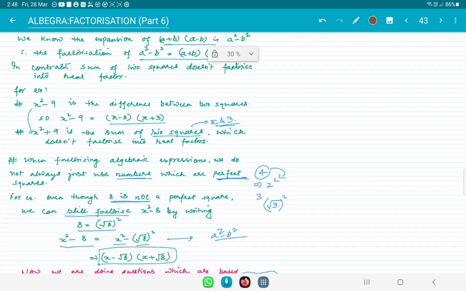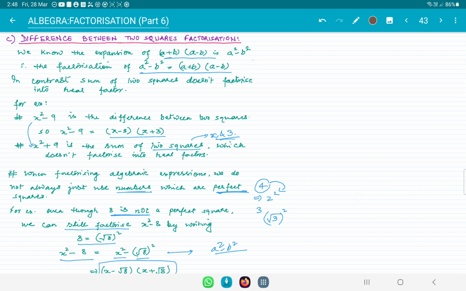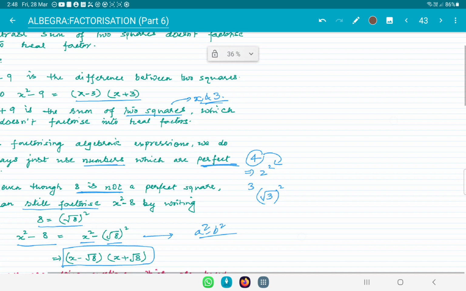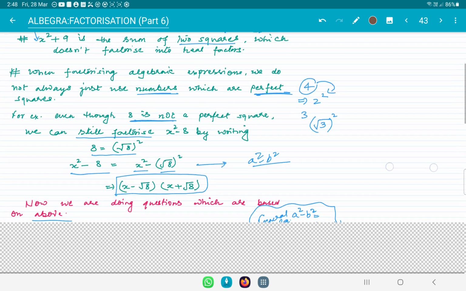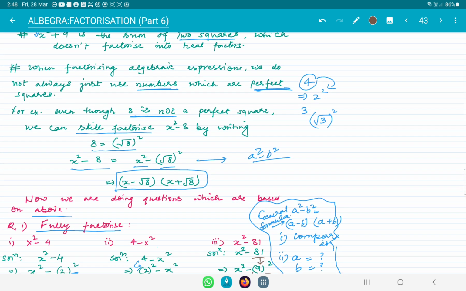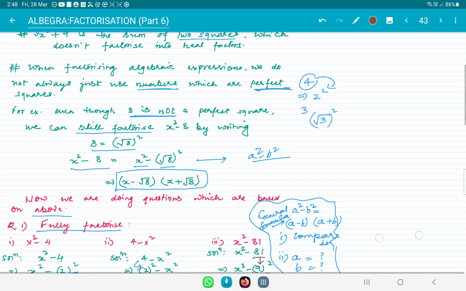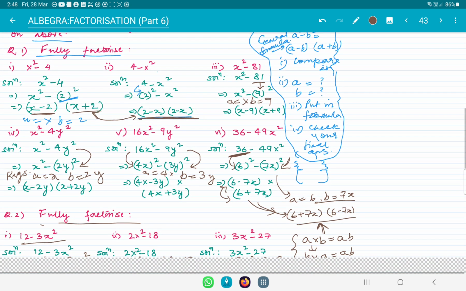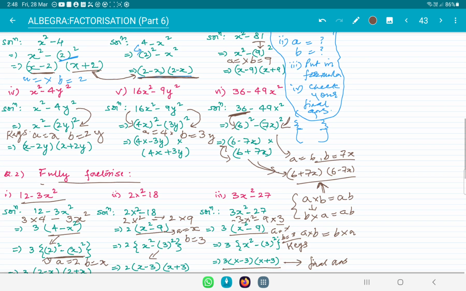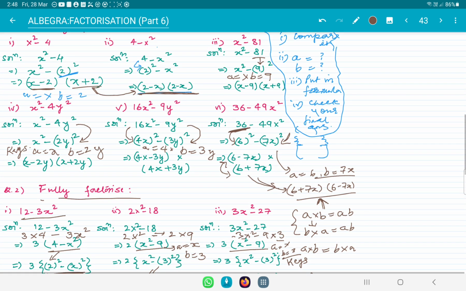So remember your identity or formula, this is known as difference of two squares factorization. Whenever you get this type of question, just mention your identity or your formula that you are using, and write your keys. With the help of keys, every time you will get your right answer. Okay, so practice these sums again and again.